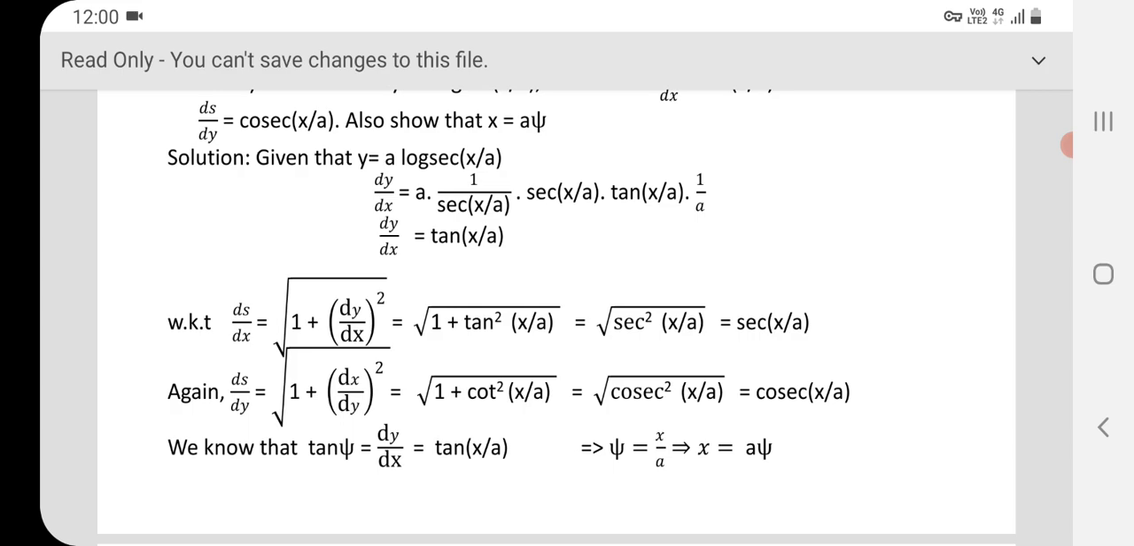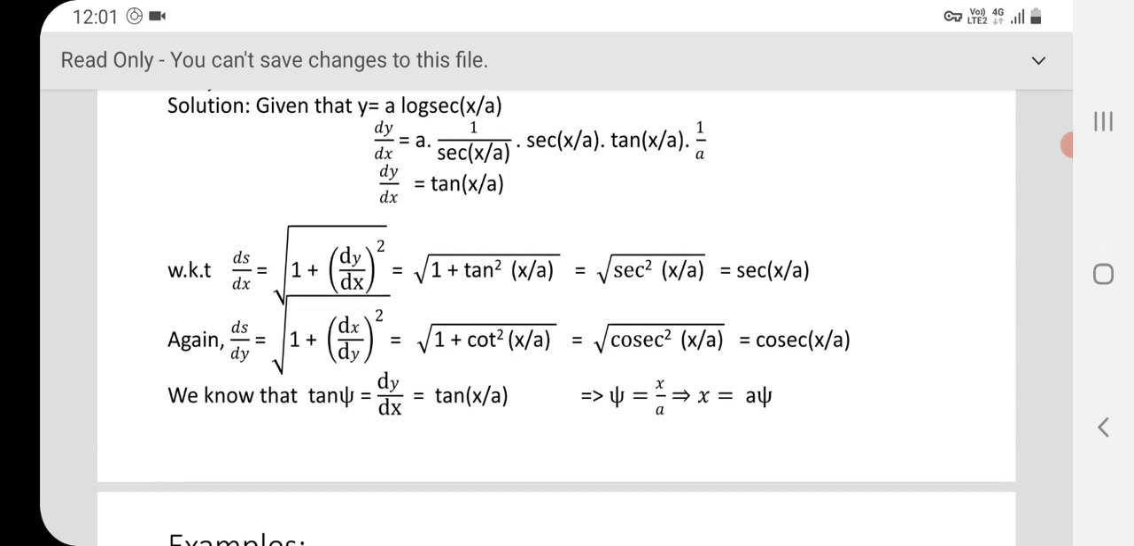Again, ds by dy equals root of 1 plus (dx by dy) whole square. Therefore, equals root of 1 plus cot square x by a. Otherwise, it becomes cosecant x by a.